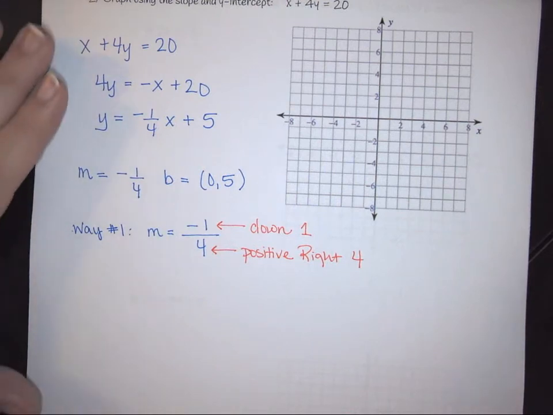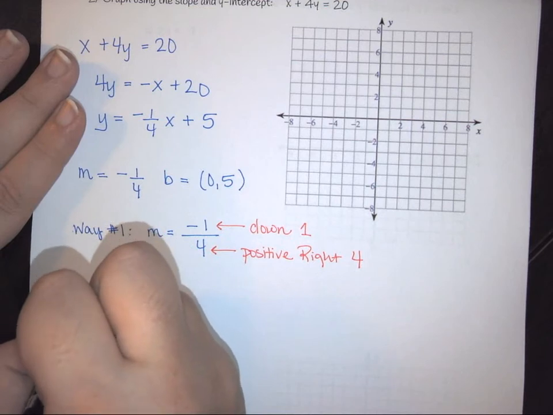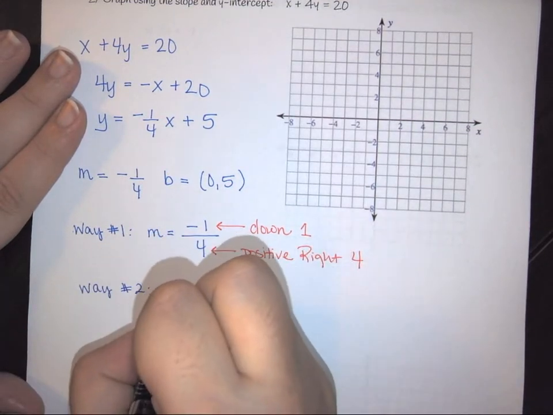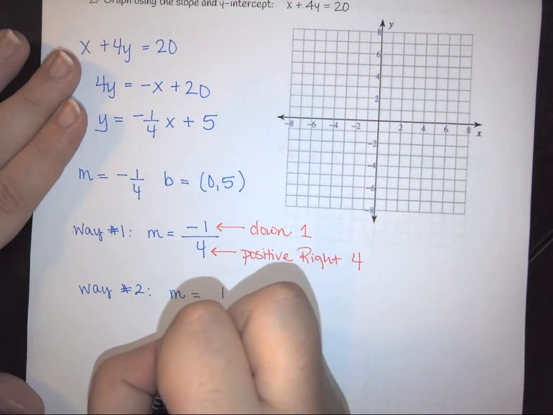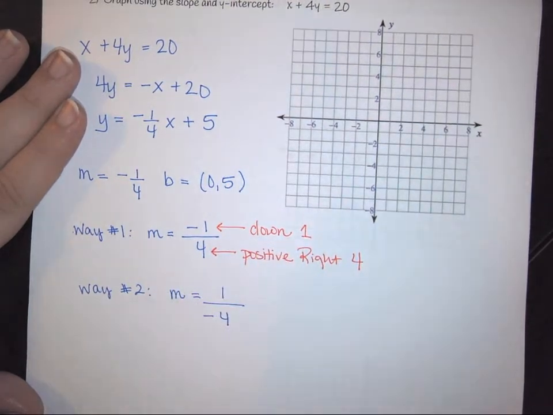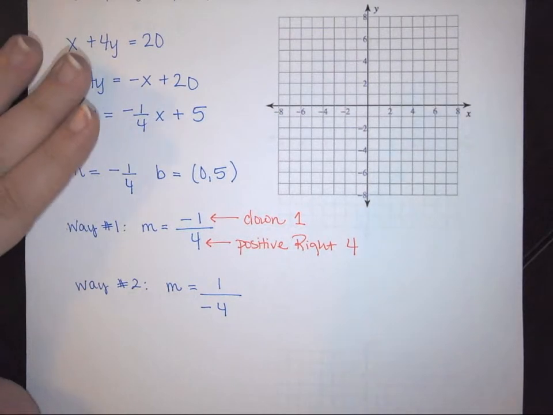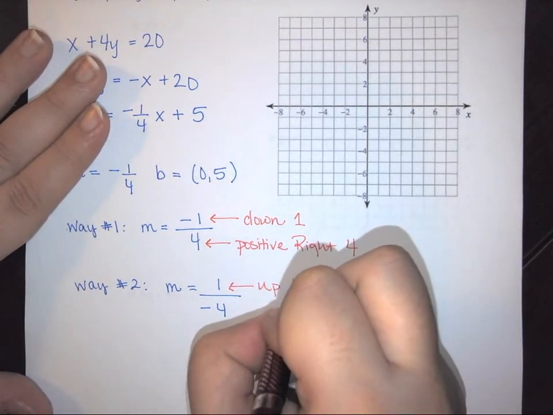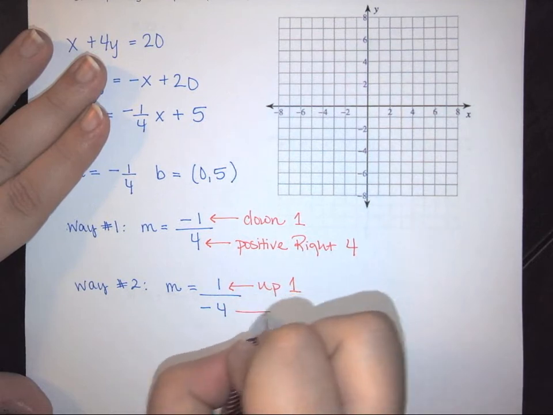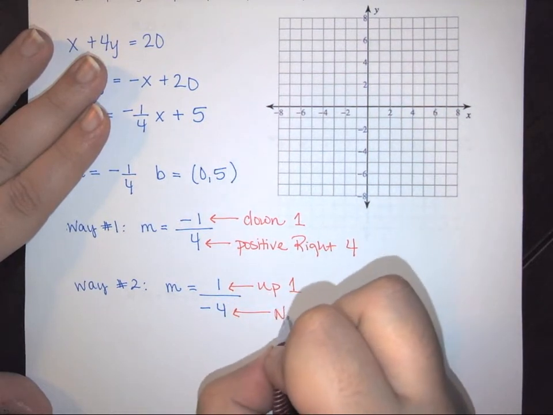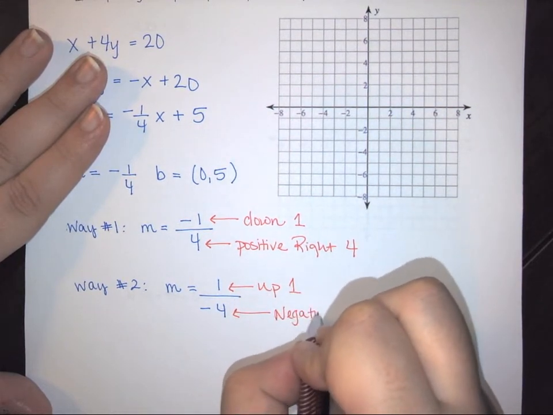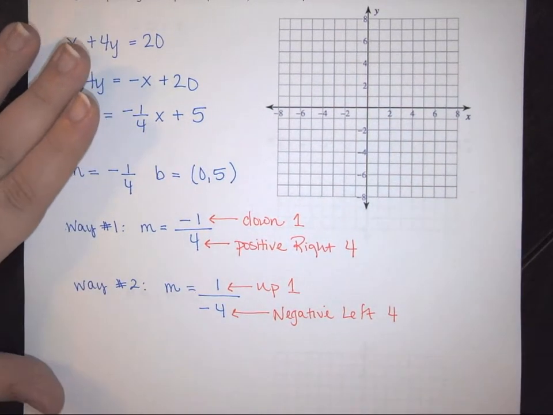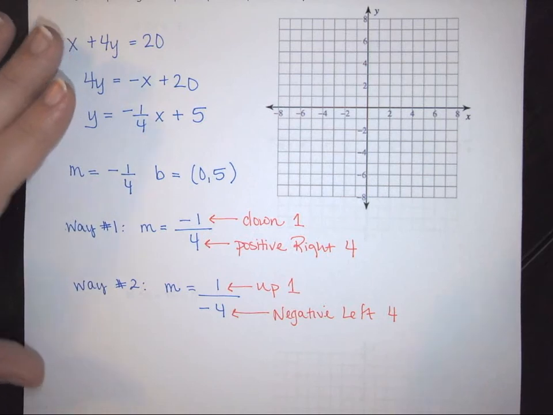Now the other way that we could look at it would be that if my slope was positive 1 over a negative 4. In looking at it in this way, in my top, we would be going up 1, and then we would be going negative, which is left 4. Either way, you would end up at the same place.